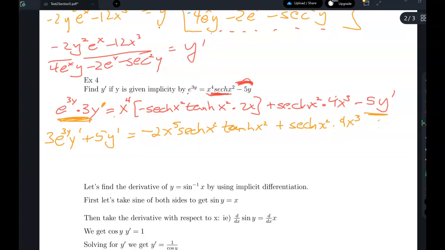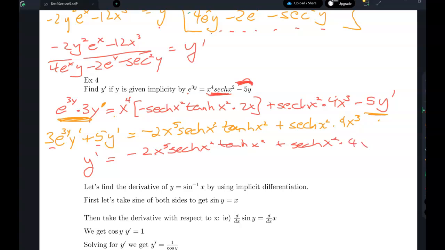And so to finish it off, we factor out the y prime and divide by what's left over. So I'm just going to take two steps at once. Y prime will equal, I'm going to carry all of this along, hyperbolic tangent of x squared plus hyperbolic secant of x squared 4x cubed all over 3e to the 3y plus 5. And that's it.